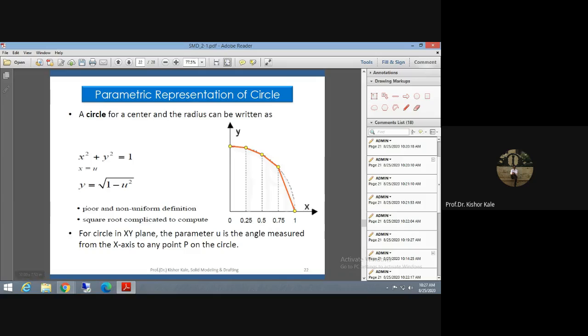Now this is what we call a poor and non-uniform definition. The square root is complicated to compute. That means if you draw only a quarter of a circle, starting from x to y, and you put the value of u as 1, where x is u, now we will start with 1, or if we start with 0.